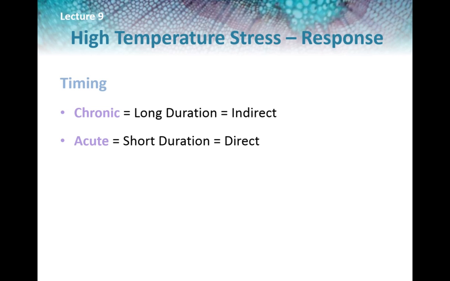Since there can be different mechanisms of injury involved in short and long durations, scientists usually distinguish between acute and chronic exposure. Our next slide set will deal with chronic heat stress injury.